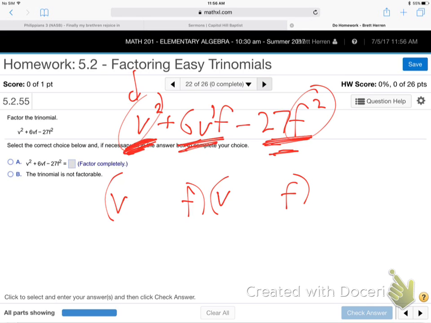V's in the front, right? V squared on the left, so v in the left of each parenthesis. V times v is v squared. F squared in the right, f's in the right of each parenthesis. F times f is f squared. Other than that, just do the numbers. That's the only new part. If you got f squared in the right, put f's in the right of each parenthesis, do the numbers. So what multiplies? And so I'll let you finish it up.